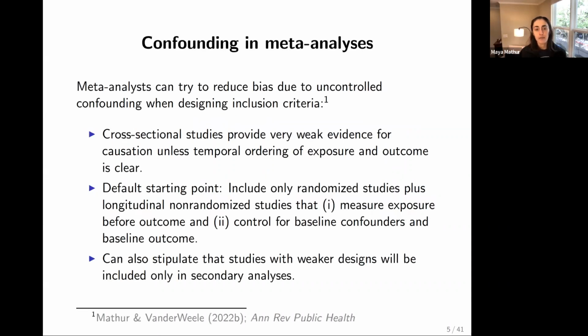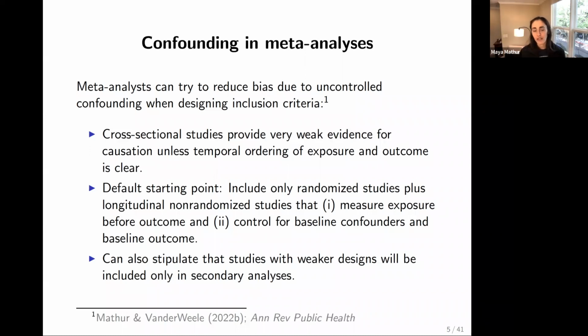And so meta-analysts can try to reduce bias due to uncontrolled confounding when we design our inclusion criteria. So, for example, in general, cross-sectional studies typically provide very weak evidence for causation, and that's because there's no temporal ordering of the variables. We don't know that the exposure precedes the outcome. We don't know when the confounders occurred.